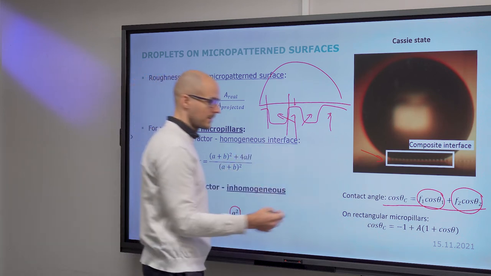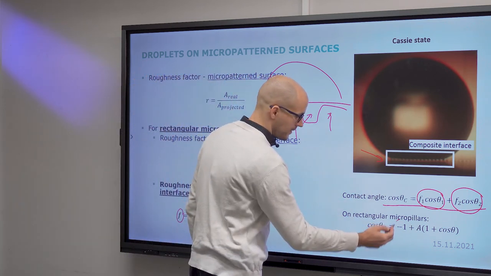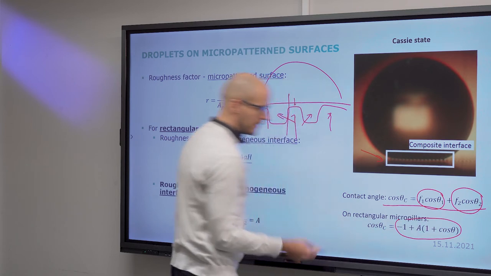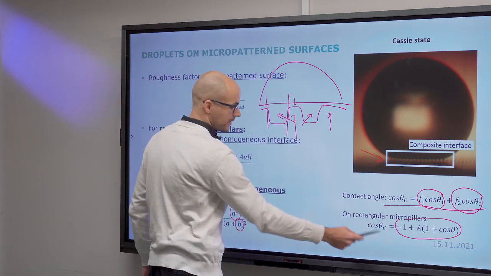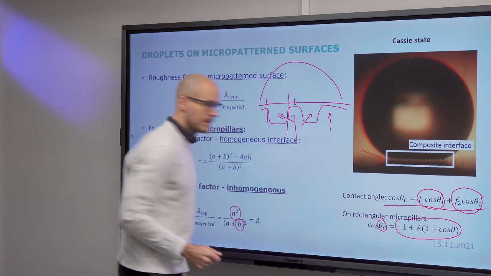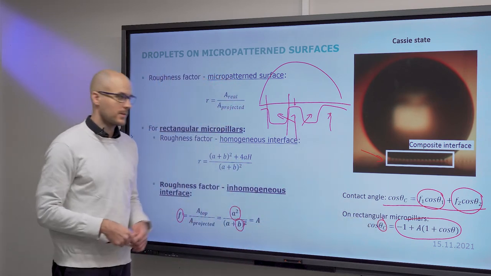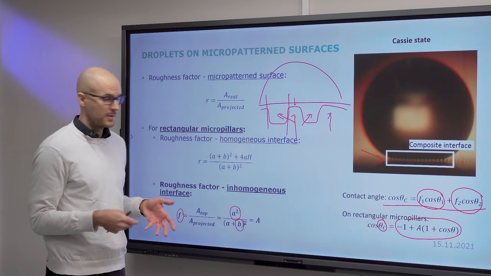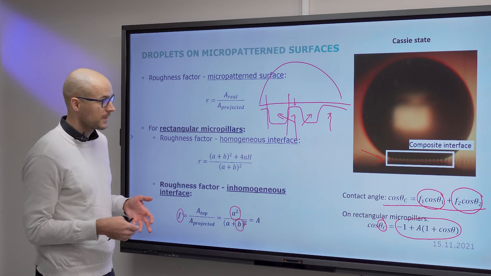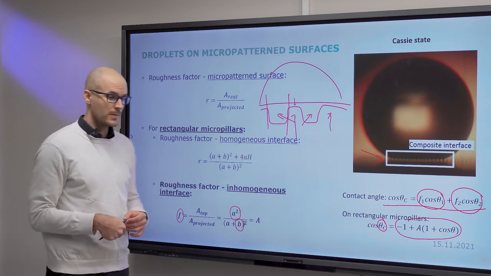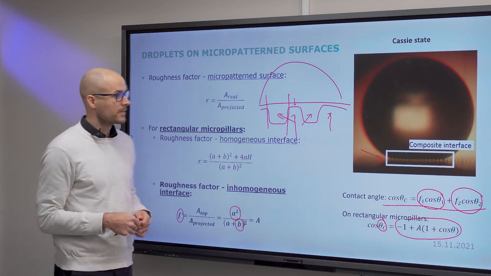So these sections are added up, and if you express and substitute, then you get this as a way to calculate the contact angle for the Cassie state from the equilibrium contact angle. This is a good estimation that you can get, and that you can use to estimate before you actually measure.